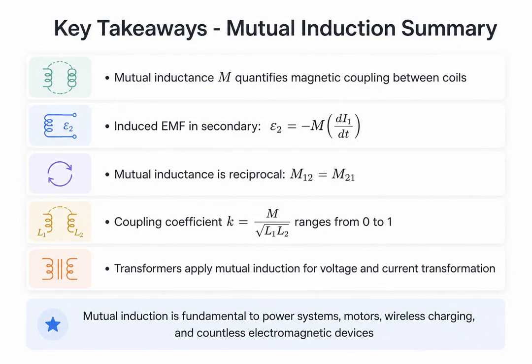Mutual induction is one of the most important concepts in electromagnetism. The mutual inductance coefficient M quantifies how effectively one coil's magnetic field couples with another. The induced EMF depends on the rate of change of current, not the current itself. The reciprocal property ensures symmetry in electromagnetic coupling. The coupling coefficient tells us the efficiency of that coupling. And transformers, perhaps the most important application, rely entirely on mutual induction to transfer electrical energy between circuits at different voltage levels. Understanding these principles is essential for anyone working with electrical power, electronics, or electromagnetic systems.